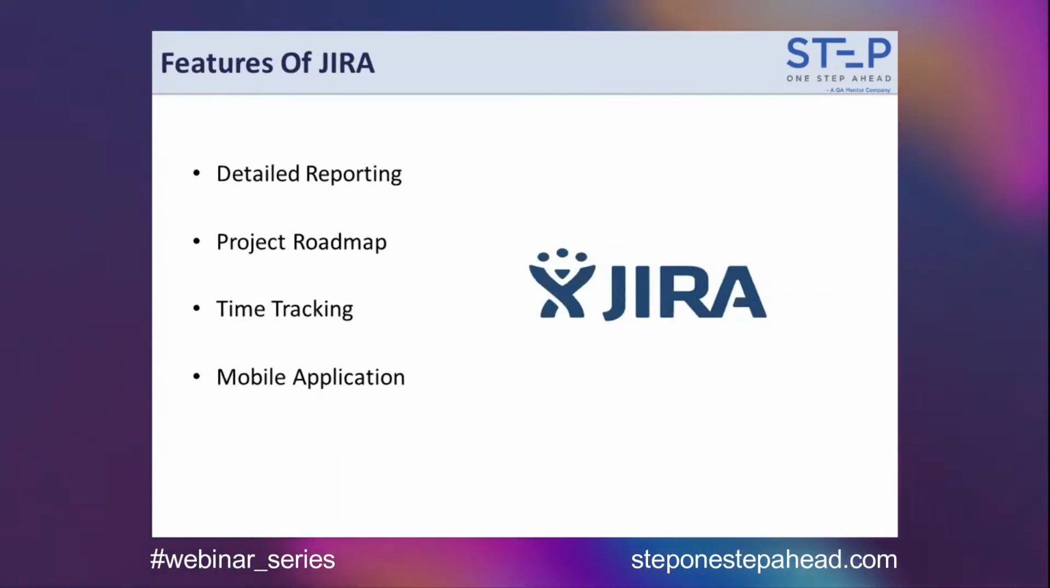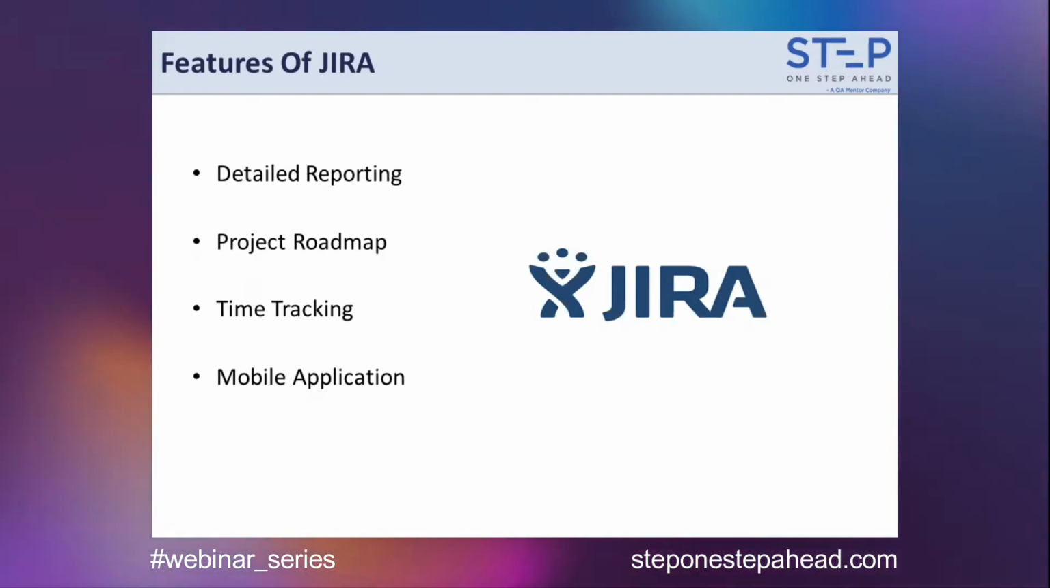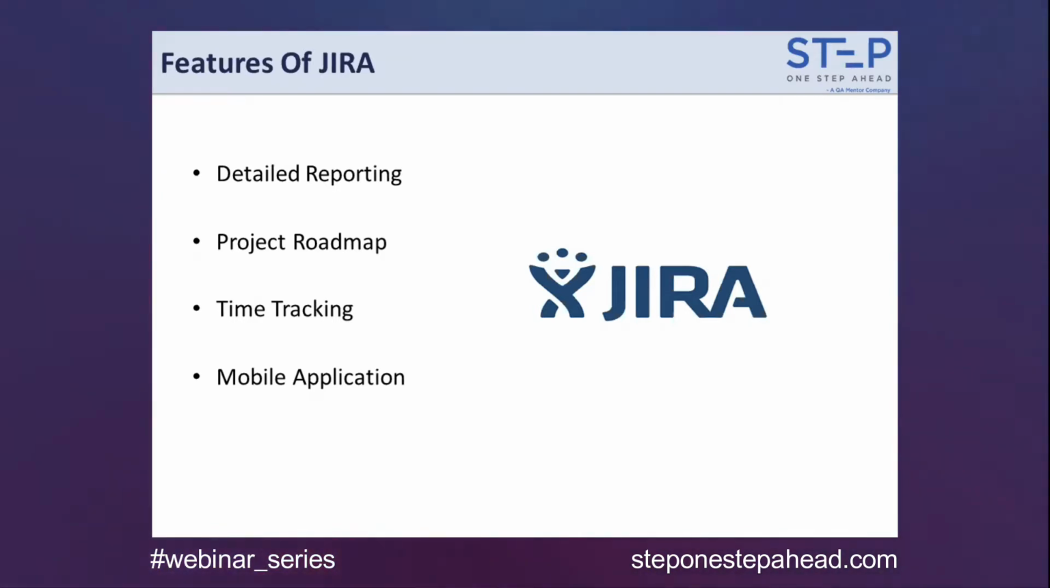Next is features of Jira. The main features are that Jira provides detailed reporting, project roadmap, time tracking, and a mobile application. Even Jira can be run in a mobile application.